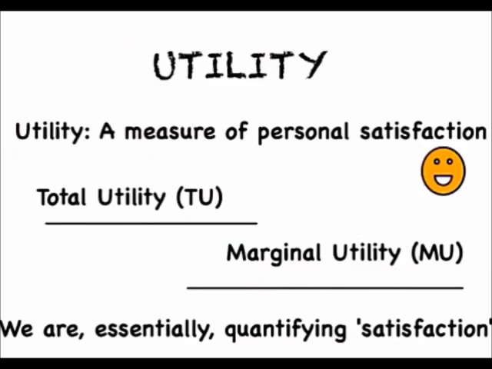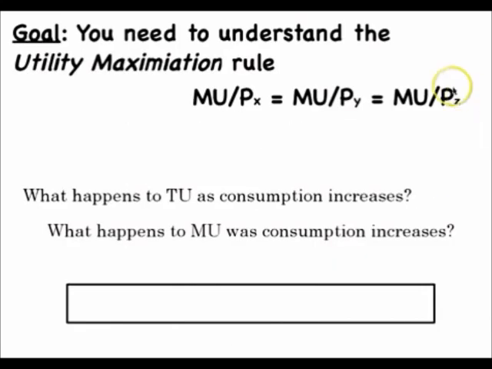Now we move on to the idea of utility, which will build upon those very basic ideas and definitions. Ultimately, we have to remember that utility is satisfaction, not usefulness. We're going to be paying attention to total utility and marginal utility. And what we're going to attempt to do is to quantify satisfaction. Interesting task. All right, so the goal here, we want to understand the utility maximization rule, or maximizing utility. Remember, utility here represents satisfaction. So we're going to maximize our satisfaction.